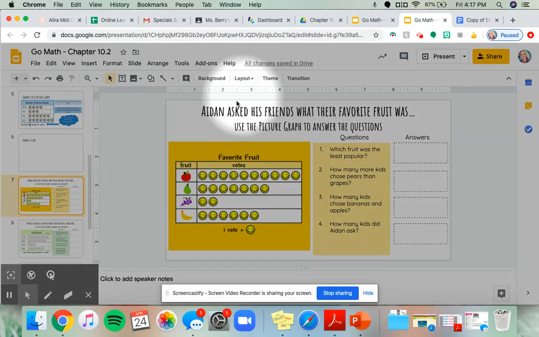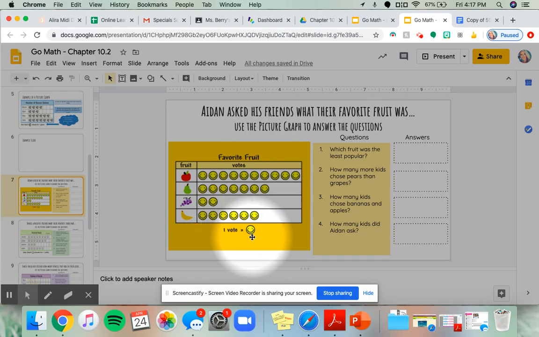It says, Aiden asked his friends what their favorite fruit was. Use the picture graph to answer the questions. So this is a picture graph, favorite fruit, and I'm going to look at the key first. 1 vote equals 1 smiley face. So now I can answer the questions based on what I already know.